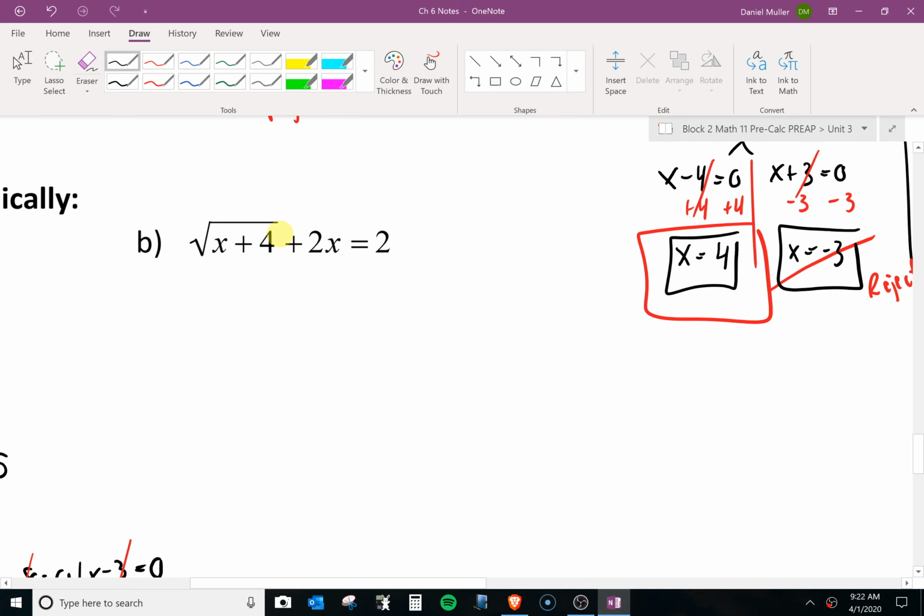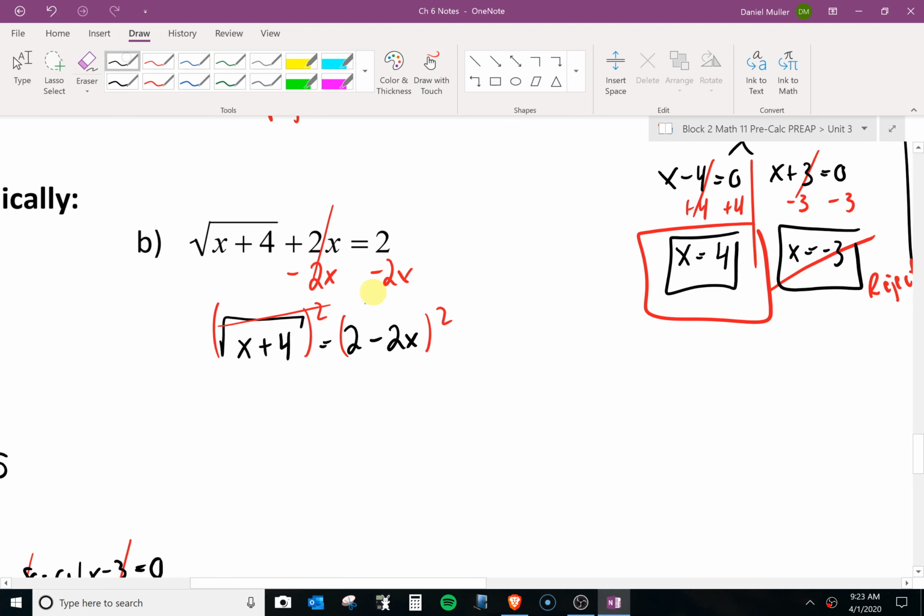The square root alone is what the hint was. And so we're going to need to move over this 2x. It's a positive 2x, so we'll subtract it to this side. So I'll have the square root of x plus 4 is equal to 2 minus 2x. I can't combine these to get 4 or 0 because they're not like terms. So now I can square both sides.